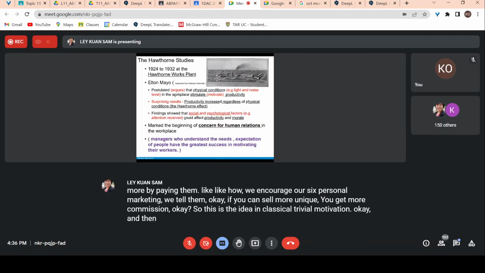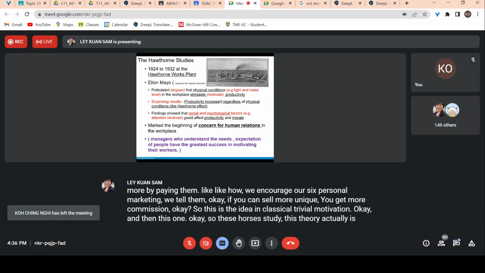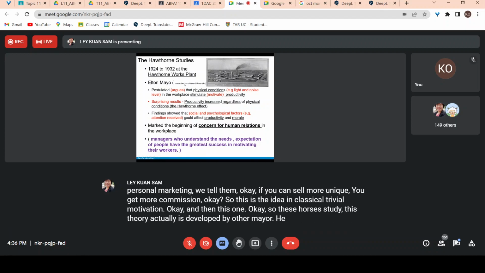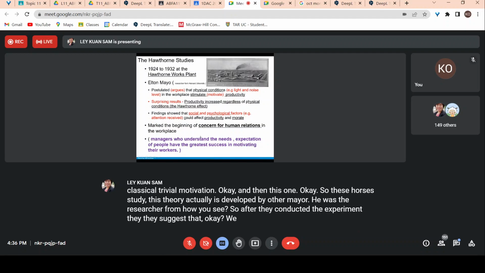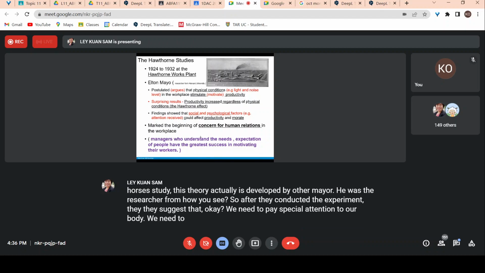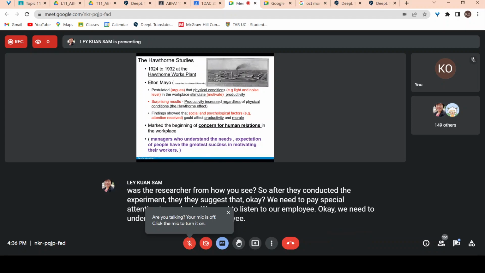And then this one, the Hawthorne study. This theory actually was developed by Elton Mayo, a researcher from Harvard University. After they conducted the experiment, they suggested that we need to pay special attention to our employees. We need to listen to our employees. We need to understand what their needs and expectations are.